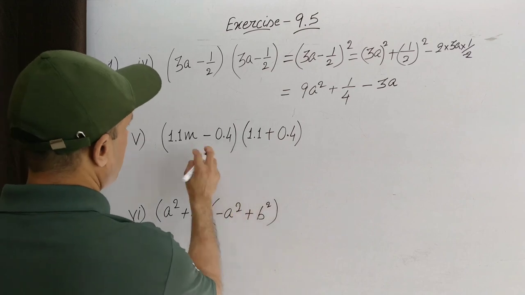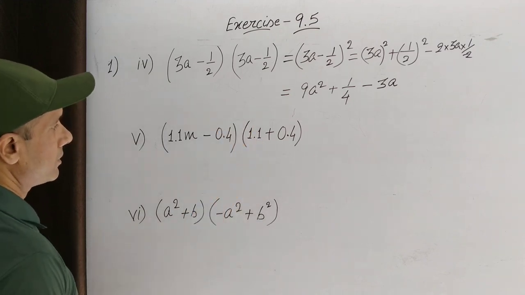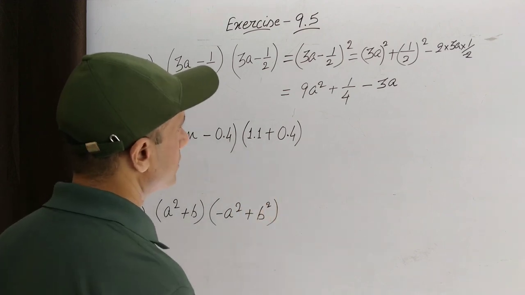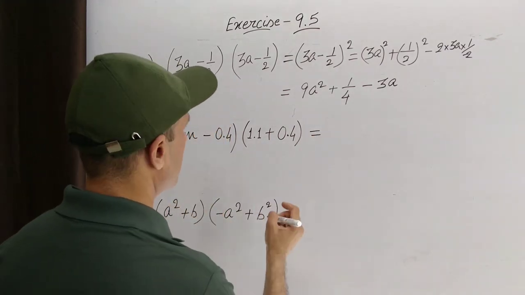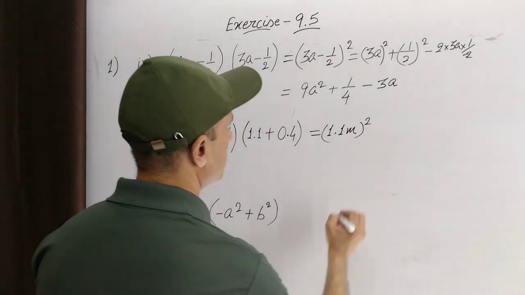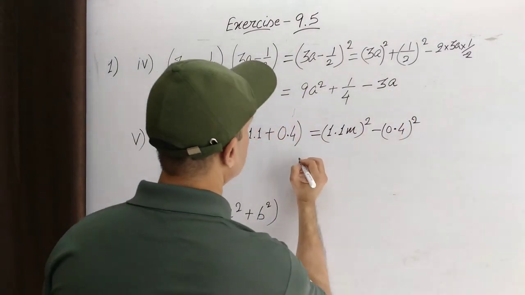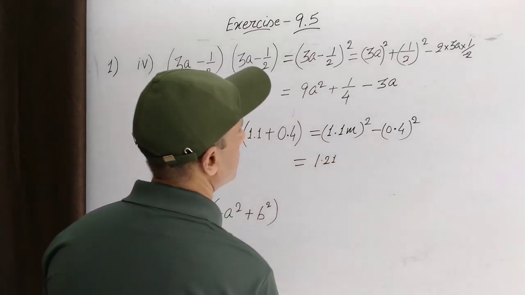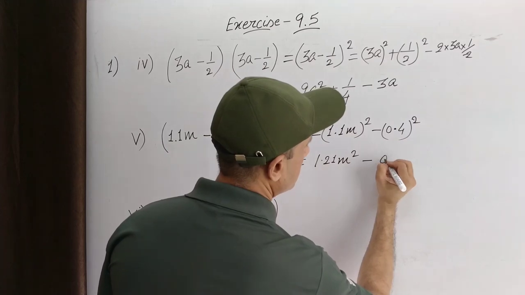This is a and b. Again a and b, but here it's minus and it's plus. We have learned (a minus b) into (a plus b) is equal to a square minus b square. So we write this as (1.1 m) square minus (0.4) square. We get the result as 1.21 m square minus 0.16.